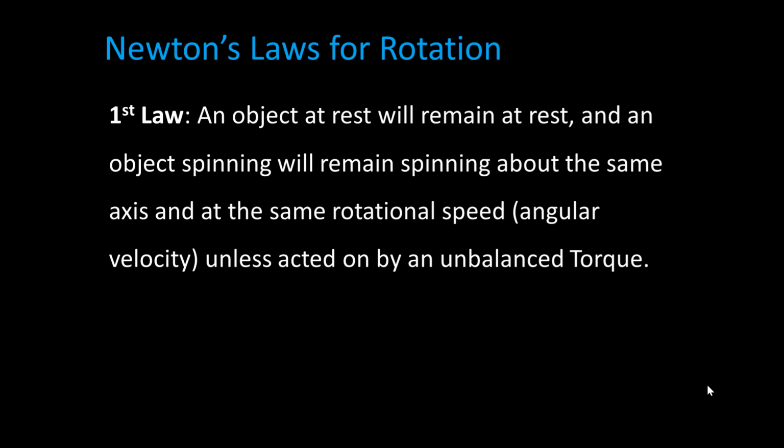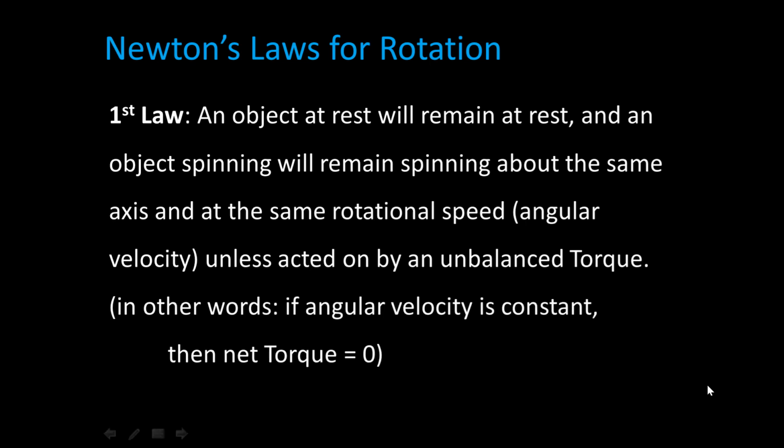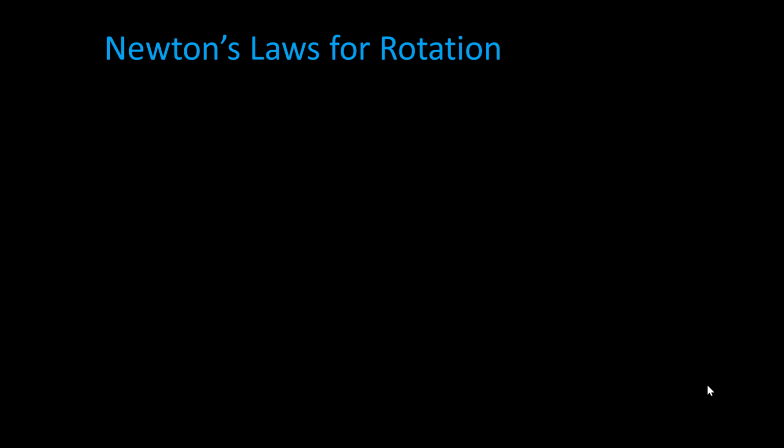An object at rest remains at rest, and an object in motion remains in motion unless acted on by an unbalanced force. Well, for this one we just substitute the word spinning and torque for motion and force. And just a note, we can read Newton's laws forward and backwards. In other words, if our angular velocity is constant, then our net torque must be equal to 0.